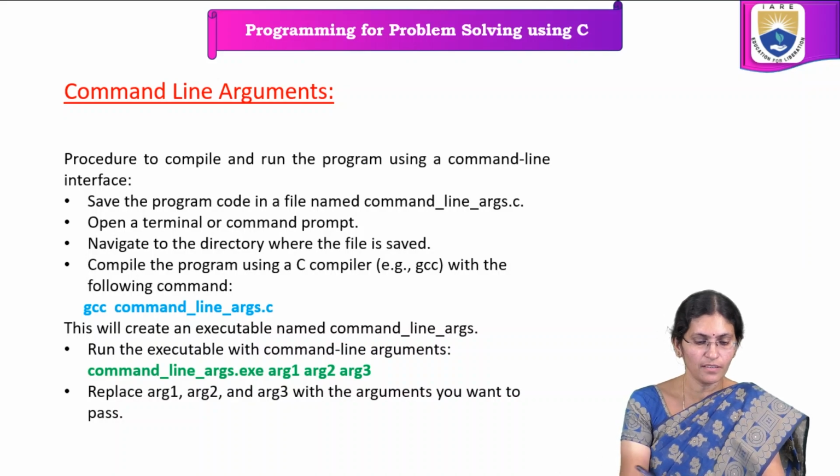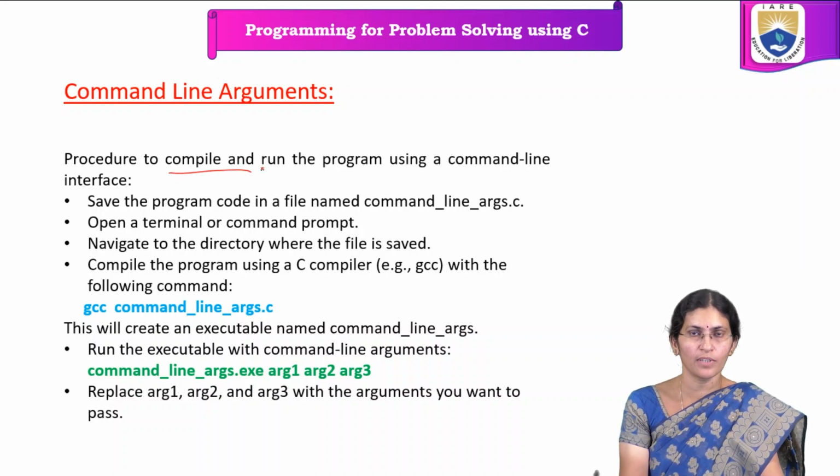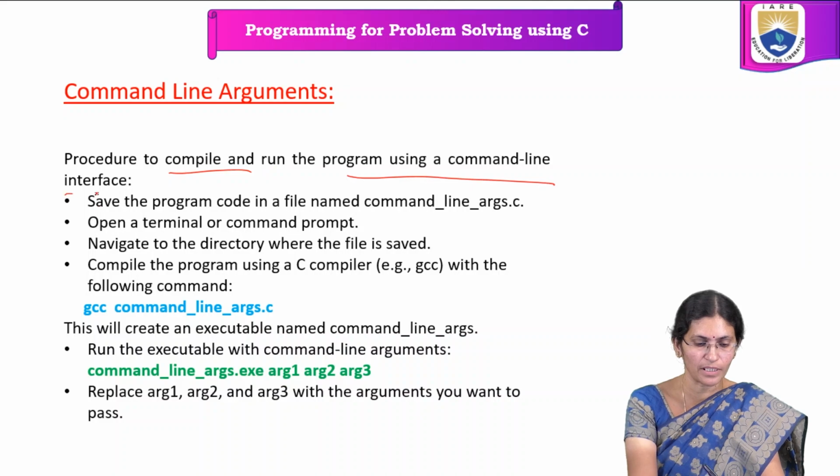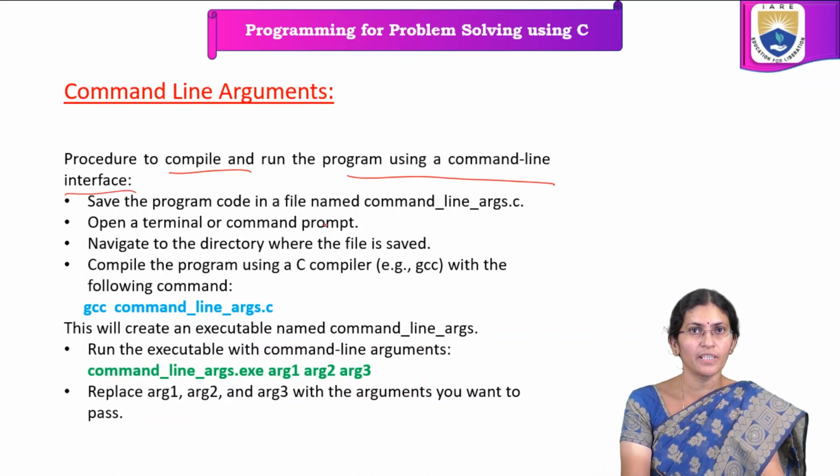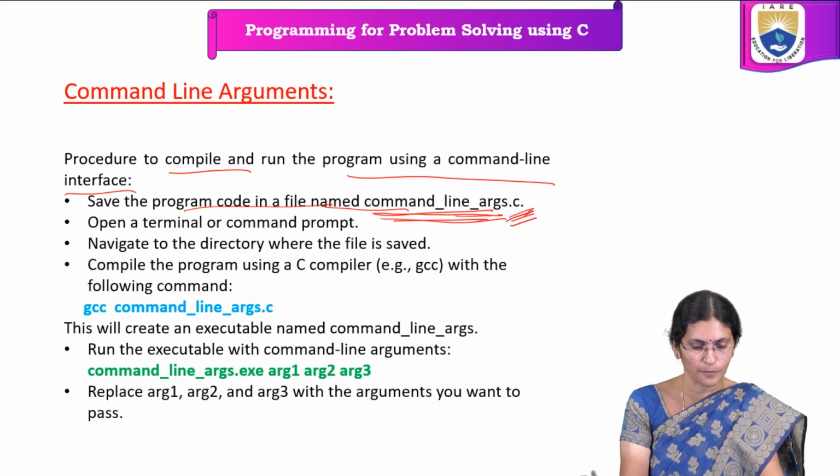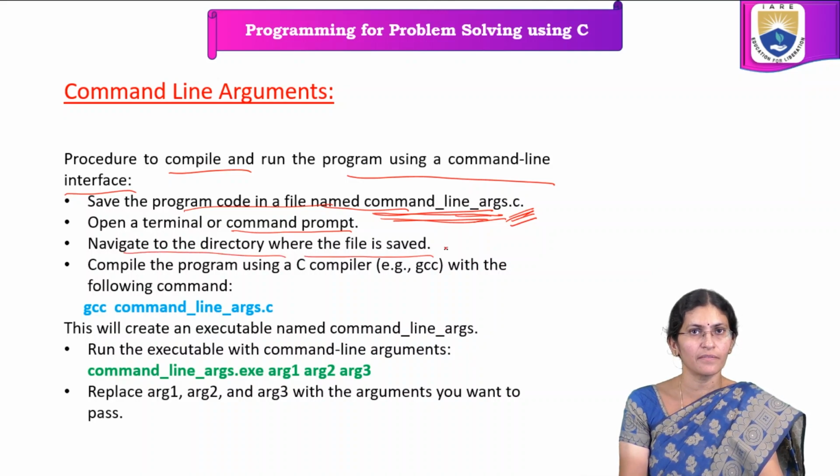Now let us see the procedure to compile and run the program using the command line interface. First, we write the program, then save it with the .c extension. This is the name of the program with which we have saved it, and .c is the extension. Now open the command prompt, then navigate to the directory where the file is saved.